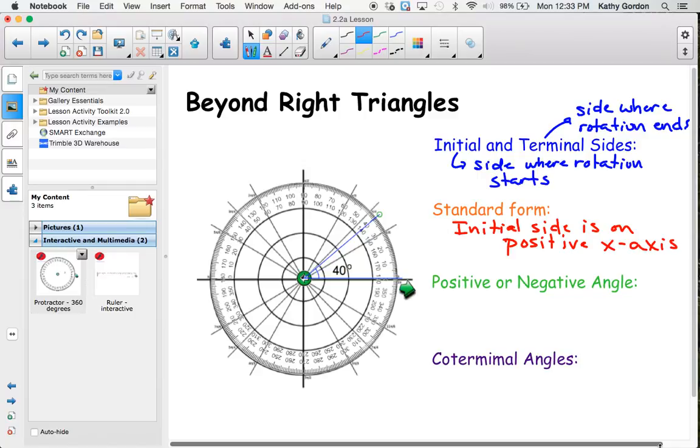Okay? Now, we can create angles that are positive. We can also create angles that are negative. Which one they are depends on which direction you rotate. So a positive angle is when you rotate counterclockwise.